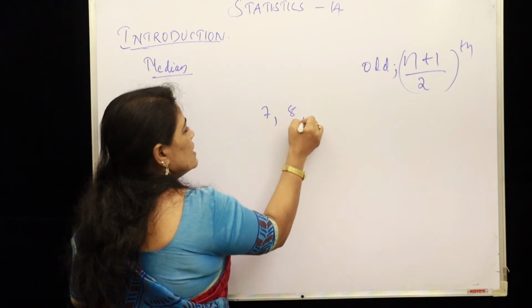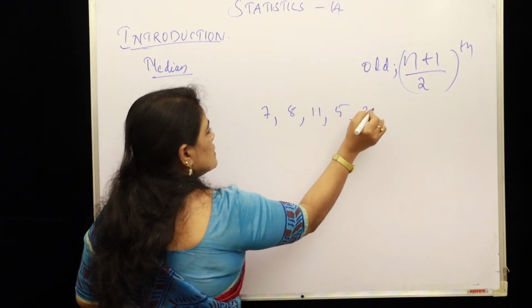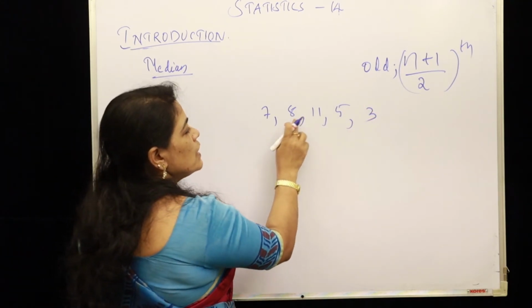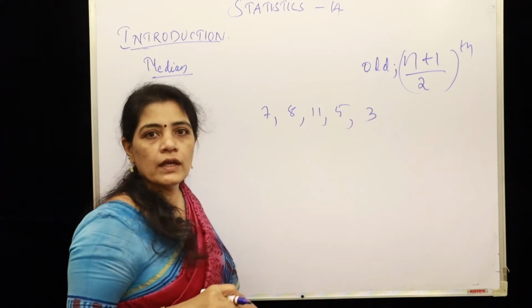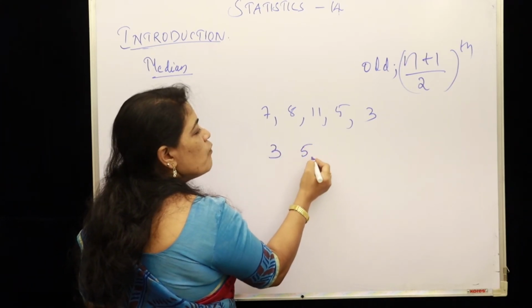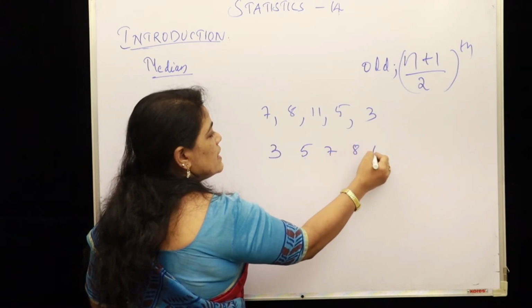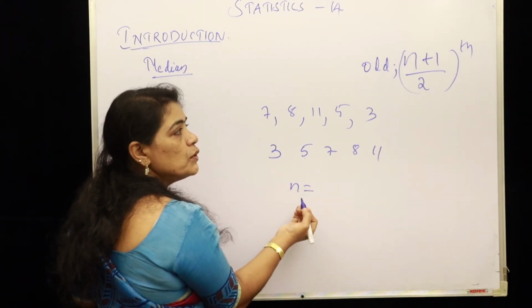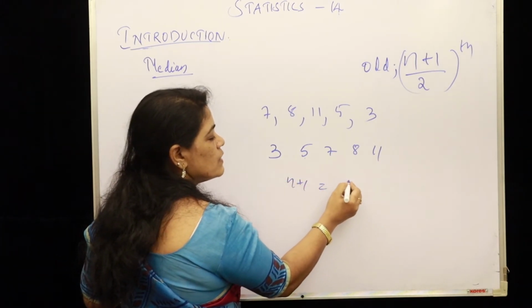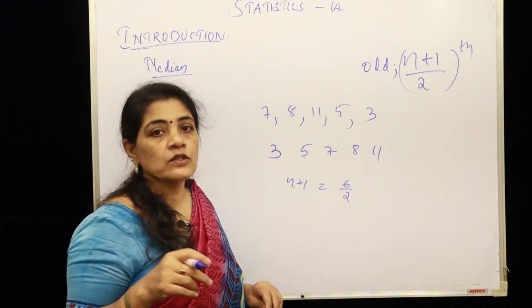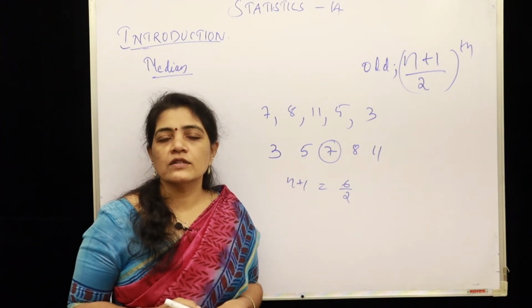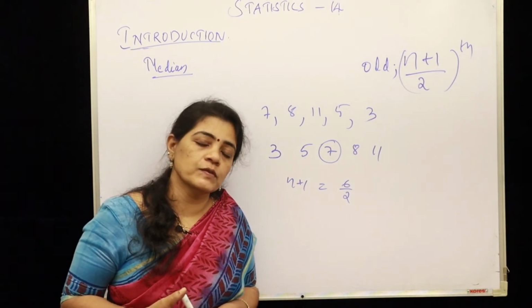Take 7, 8, 11, 5, and 3. Here there are 1, 2, 3, 4, 5 observations, so n is odd. Anyhow, you have to arrange this in ascending or descending order: 3, 5, 7, 8, 11. Here n is 5. So n plus 1 is 6, by 2 is 3. So the third observation, 7, is the median. You can easily find the mid value if the number of observations is odd.